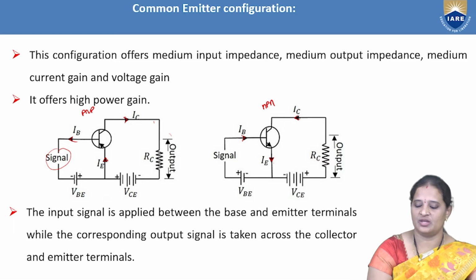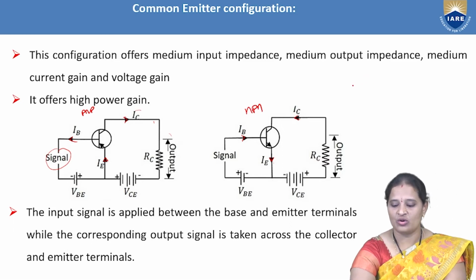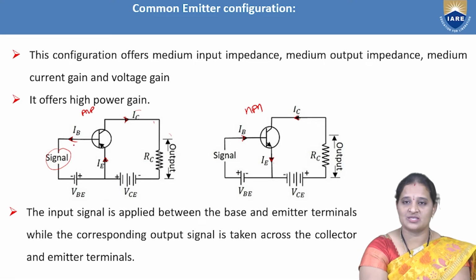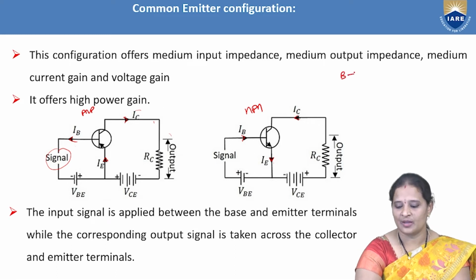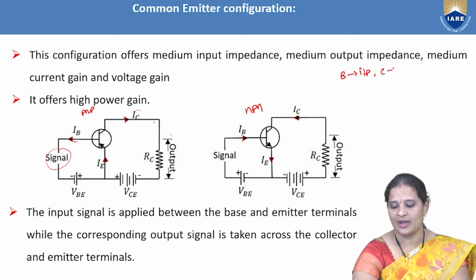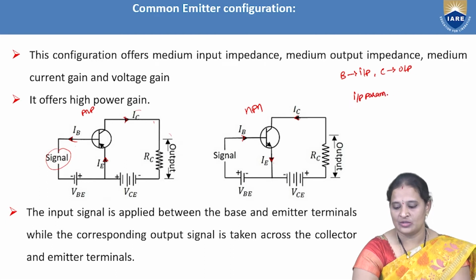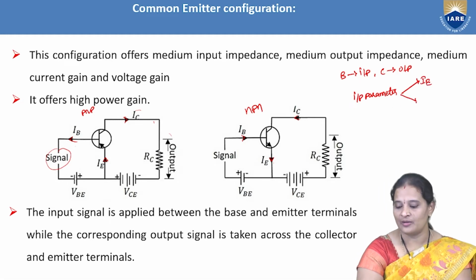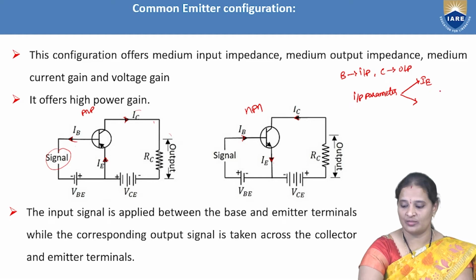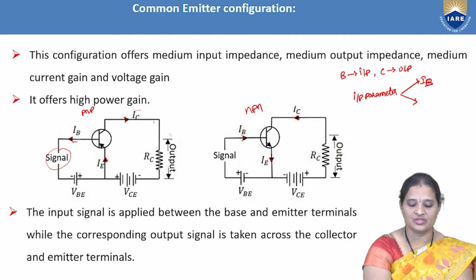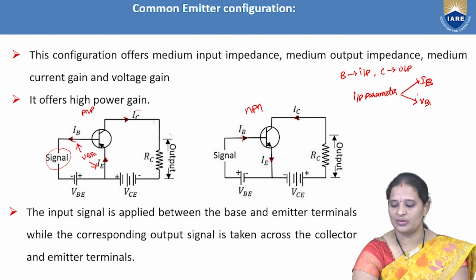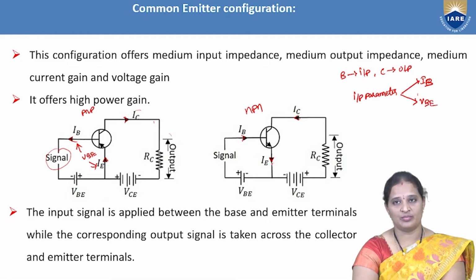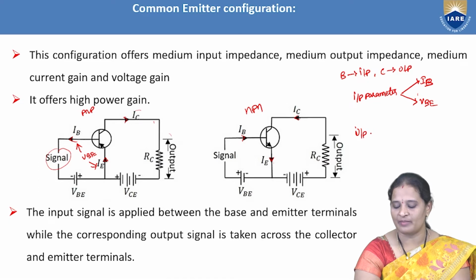This is my common emitter configuration. As we all know, in common emitter configuration, base is the input terminal and collector is the output terminal. So the input parameters: base current is the input current, and the voltage between base and emitter is considered to be the input voltage. That is VBE. So IB and VBE are the input parameters.